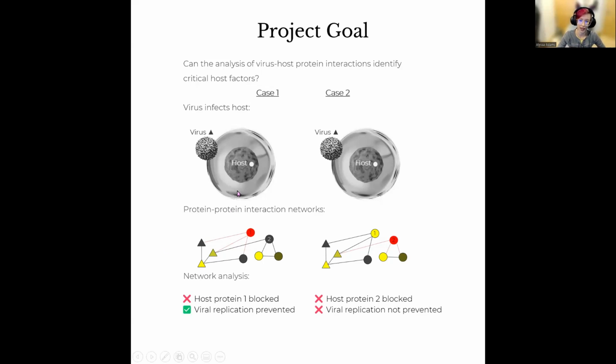We can look at this interaction by looking at the protein-protein interaction networks, in which each protein is a node and an edge between them denotes an interaction between those two proteins. So we have the virus proteins as triangles and the host proteins as circles. During this network analysis, we want to know if we block protein 1 from the host, is it going to prevent viral replication? And we're going to look at this in case 1, where we block off host protein 1, and case 2, where we block off host protein 2.